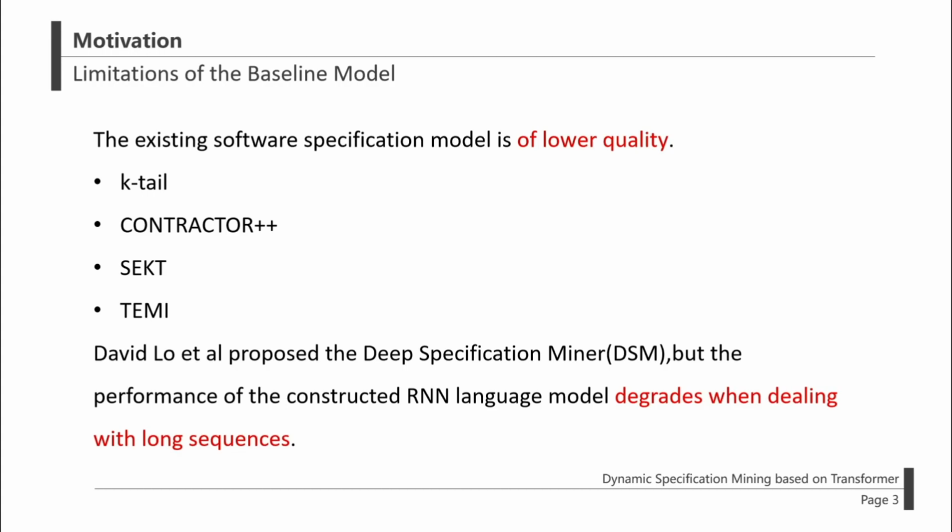Besides, Krka et al. proposed many mining techniques in order to evaluate the principle behind existing software specification mining techniques, such as Contractor++, SCKT, TMI. However, the resulting specification model is not precise enough. In 2018, David Lo et al. proposed the Deep Specification Miner, which is called DSM for short. It uses deep learning to gradually improve the accuracy of the specification model, but the language model built on recurrent neural networks performed poorly when processing long sequences.